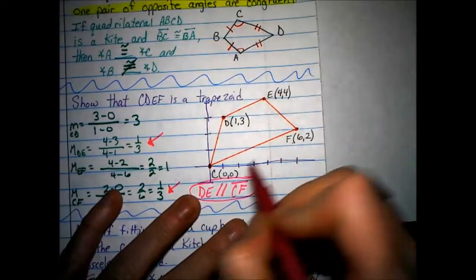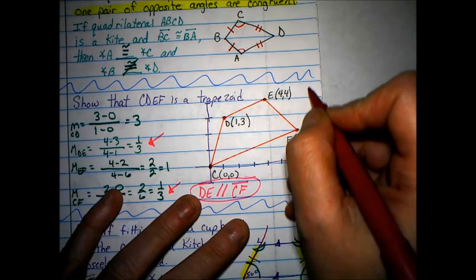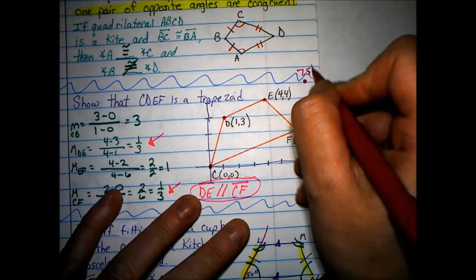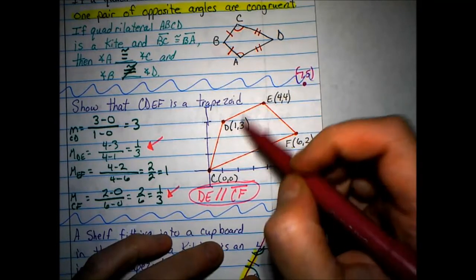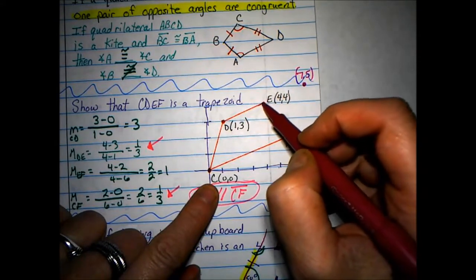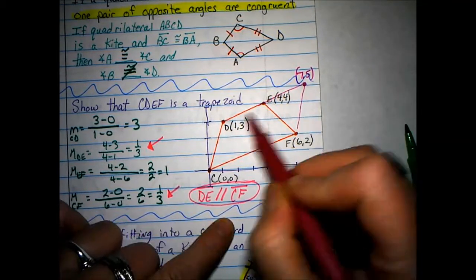1, 2, 3, 4, 5, 6. So 7 would be out here, and 1, 2, 3, 4, 5 would be up here. So 7.5 would be my new coordinate for that particular problem. Well, if I'm imagining that E is not here, but extending out and coming down in that particular fashion, now it looks like a parallelogram.